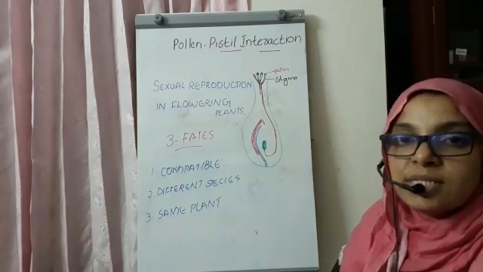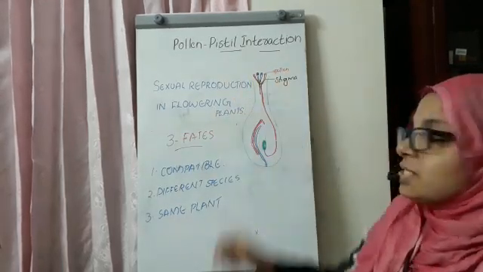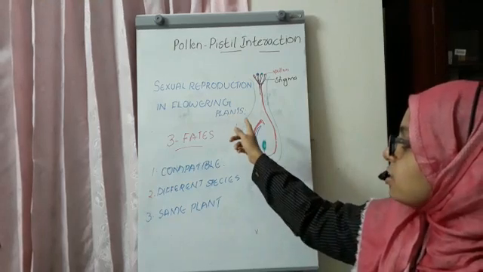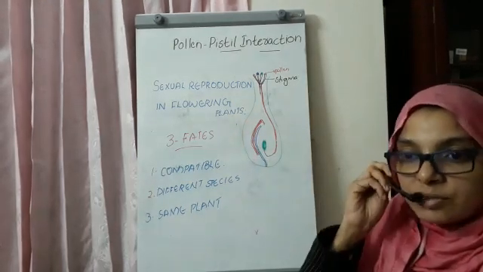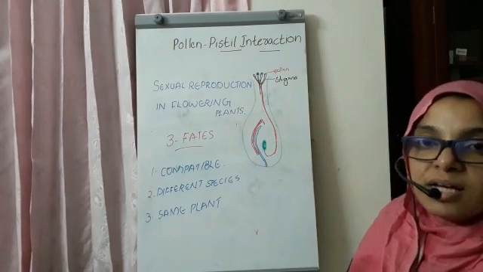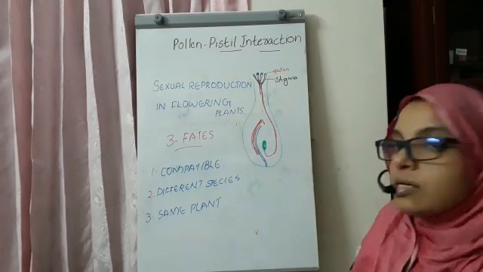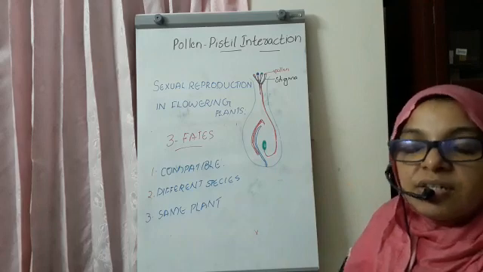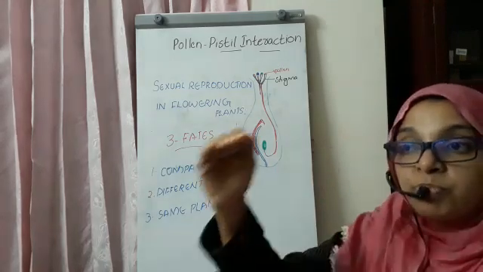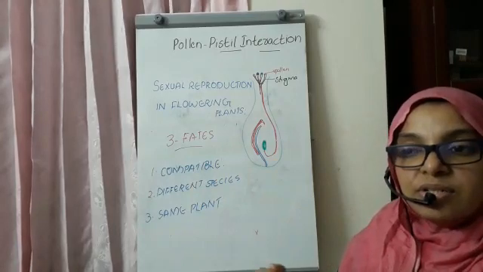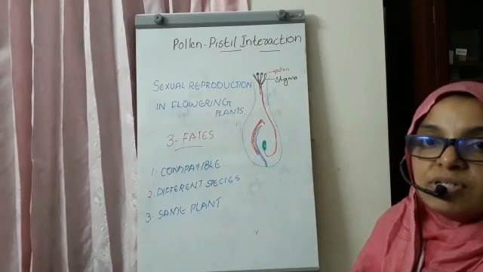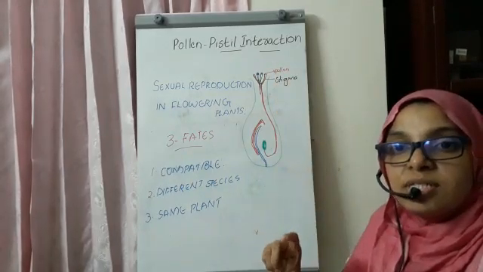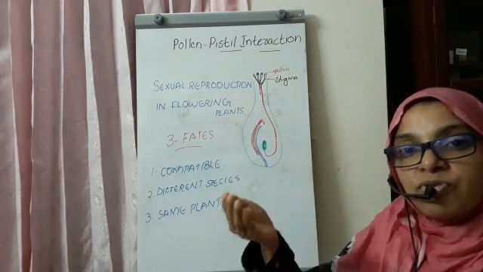So today we are going to discuss pollen pistil interaction, and this portion comes under sexual reproduction in flowering plants. Sexual reproduction in flowering plants has three phases: pre-fertilization events, fertilization events, then post-fertilization events. So pollen pistil interaction comes under pre-fertilization events, the events which take place before fertilization.